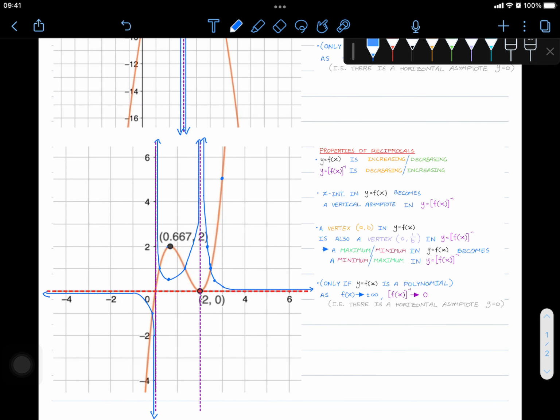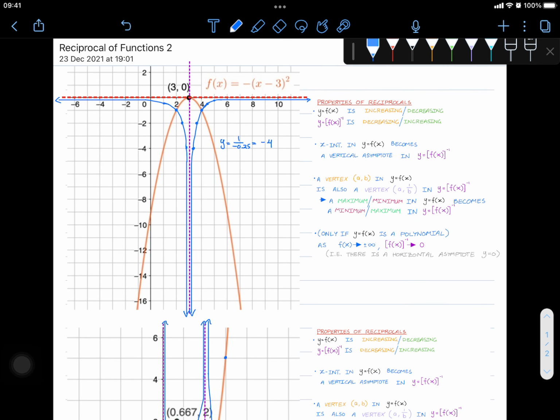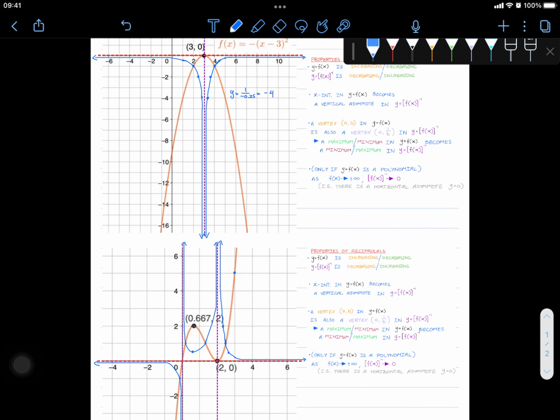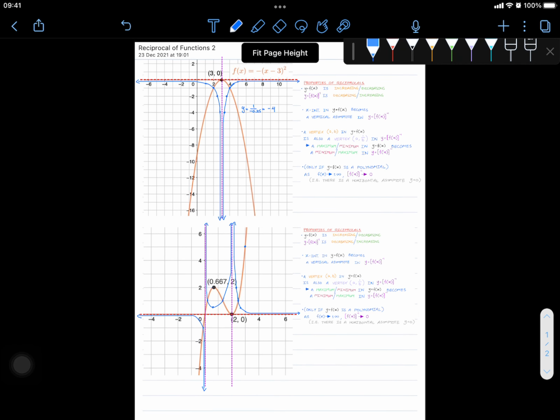Alright, so I hope I gave you an insight into sketching reciprocals just from the graph of the function. So I hope to see you in the next video. Best of luck.